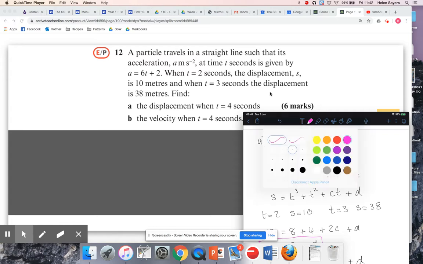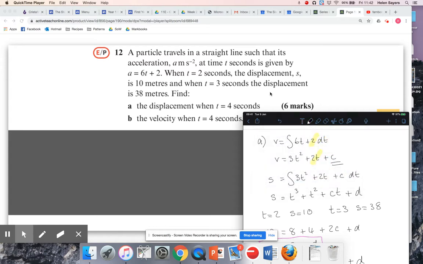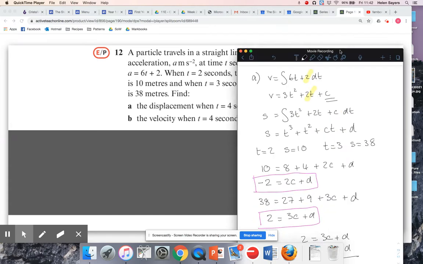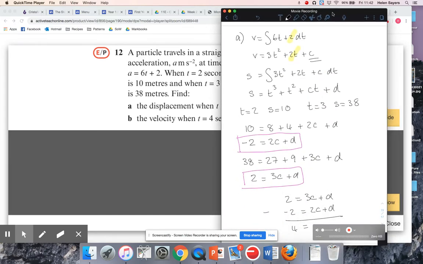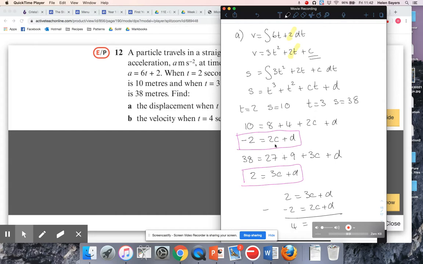It's up to you how you solve these. I've simplified them down so that I can subtract and find c. So in fact, I'm going to do 2 equals 3c plus d, and then minus 2 is 2c plus d. So if I use elimination, 2 minus minus 2 is 4, 3c minus, oh, sorry, I'm going to do that right, sorry. Let's just talk through this and write the whole thing out again.